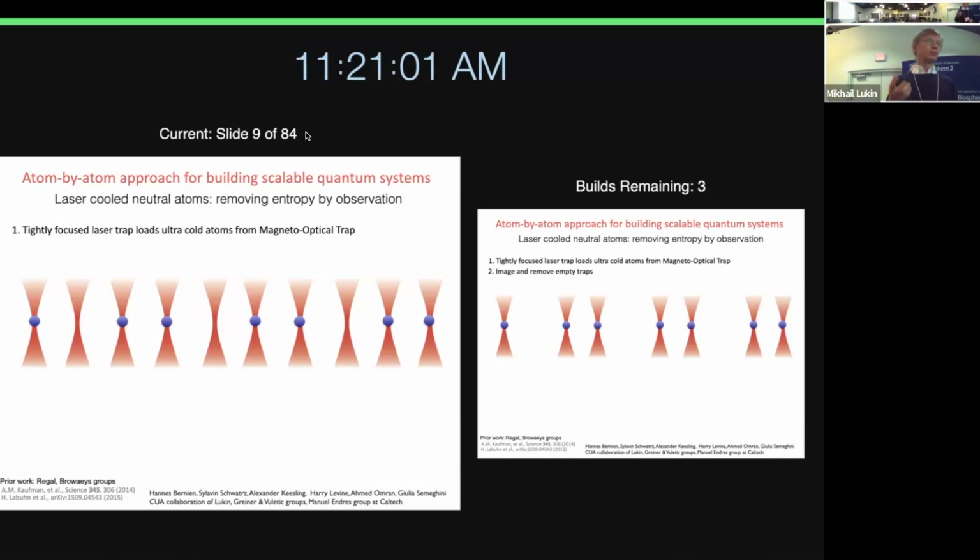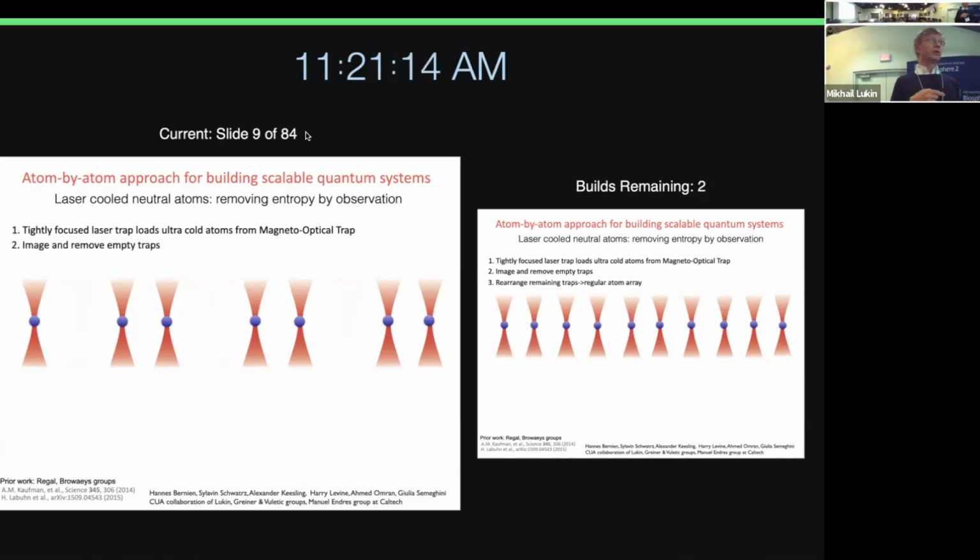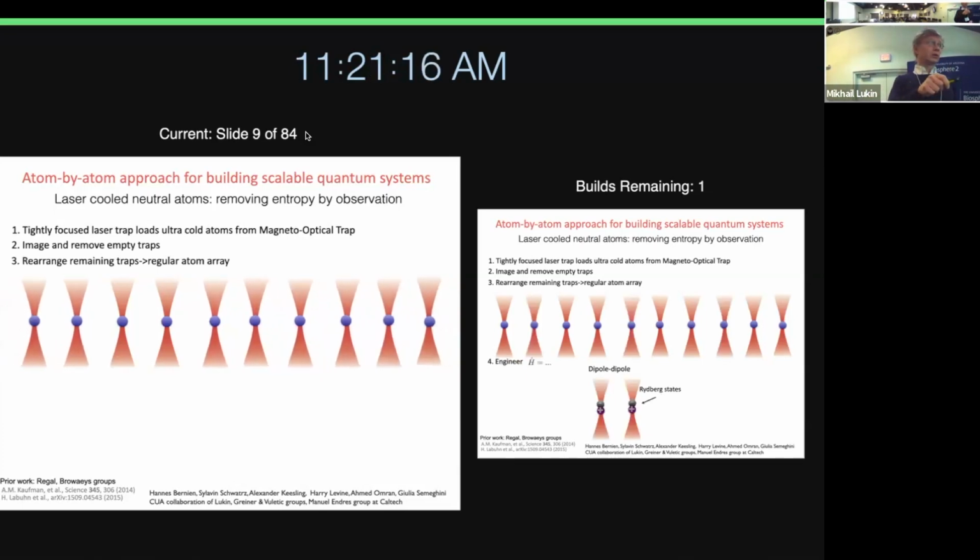To get rid of the entropy, what you can literally do is take a picture of the atoms and figure out which traps are full and which are empty, and then eliminate the empty traps and move the atoms in the full traps around to create a desired array of atoms. With that, you typically end up with a system where atoms are sitting a couple of micrometers from each other. So at this point, the system is completely classical.